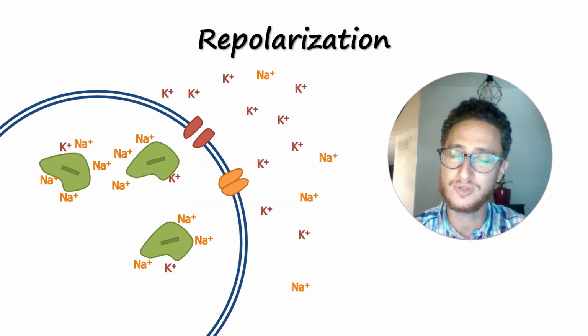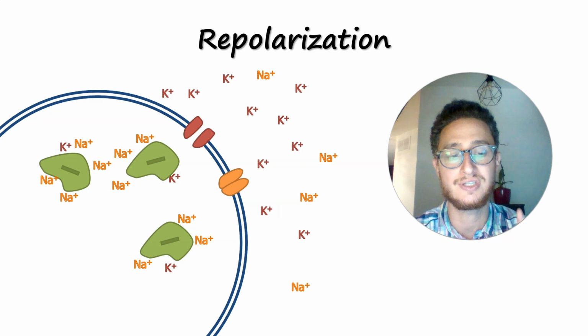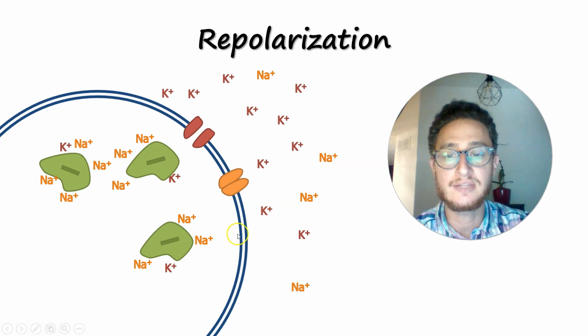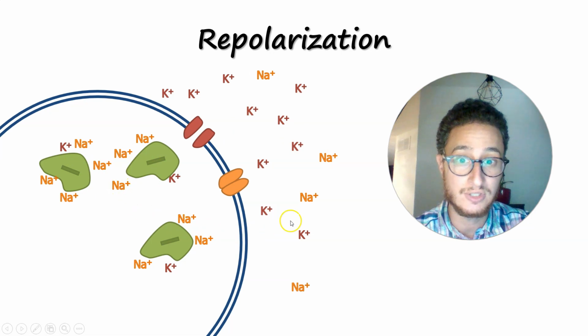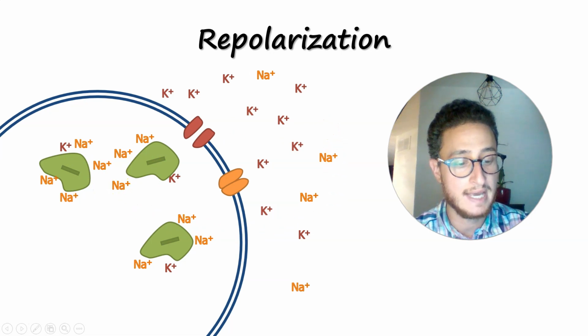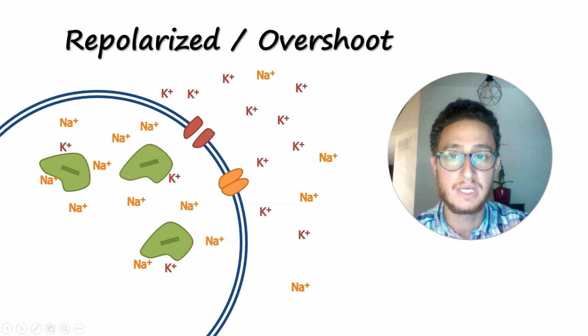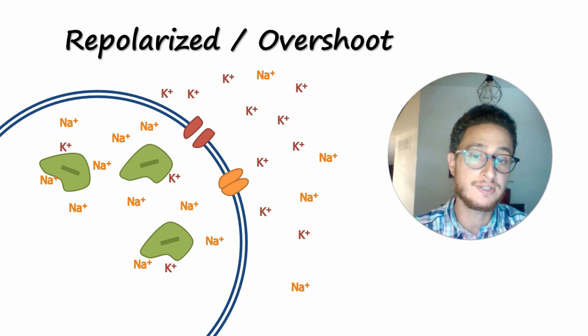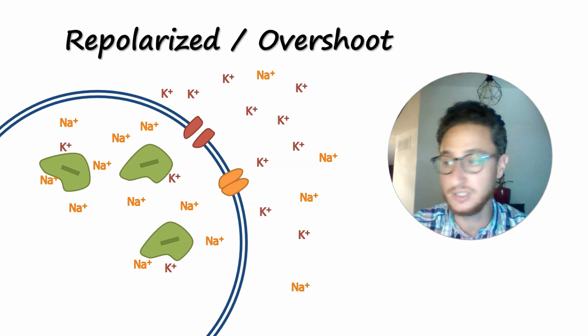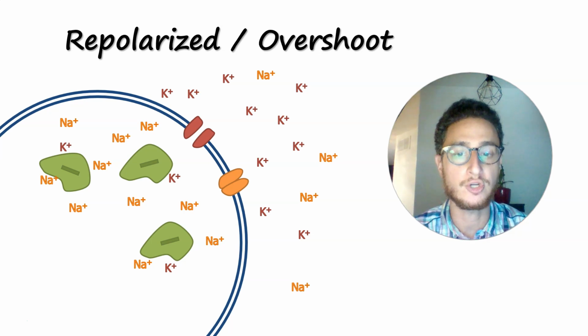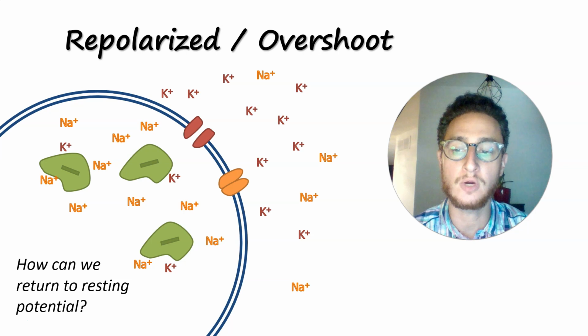But if you recall, we're still not at resting potential yet. We need to get those concentration gradients back. We don't want potassium outside of the cell and sodium inside. We want it the other way around. We want these sodium ions out and those potassium ions back in. So when we repolarize the membrane, sometimes we even overshoot that negative 70 millivolts inside as the potassium ions rush out, but we still aren't where we want to be.